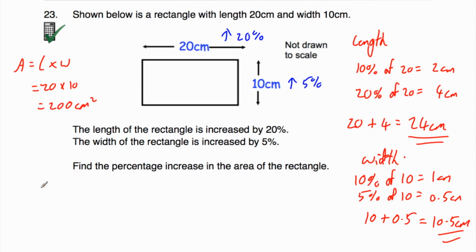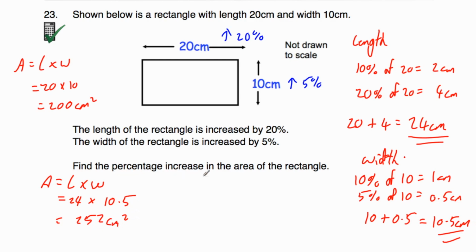So we're going to do the area is equal to the length multiplied by the width. The length was equal to 24, multiplied by the width, 10.5. And then when we times them together, and luckily it's a calculator question, so 24 multiplied by 10.5 is equal to 252 centimeters squared. So we have the original area, which is 200 centimeters squared, and we've got the new area, which is 252 centimeters squared.